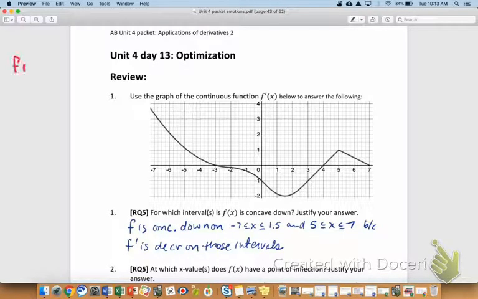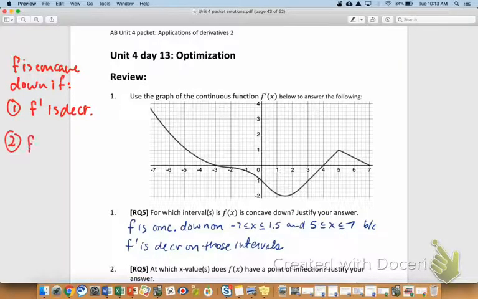You could say f is concave down if, and there's two ways you could express this, number one, f prime is decreasing, or number two, f double prime is negative. These are both based on the fact that prime is simply the slope, the derivative, of whatever you're priming.